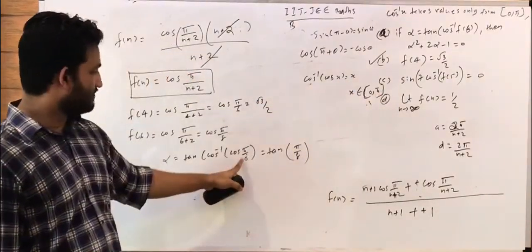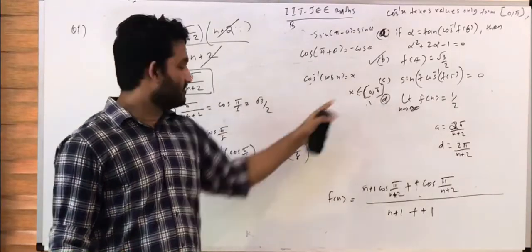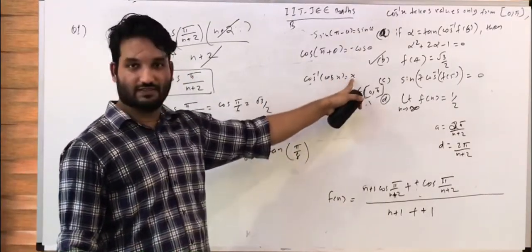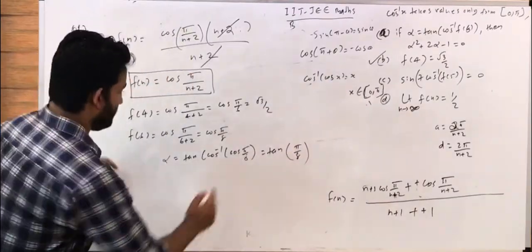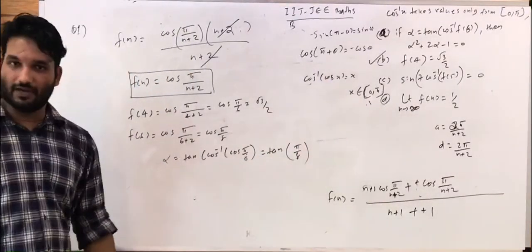Here this x belongs to this interval, so that's why I use x. Cos inverse of cos x is equal to x. Then we got alpha is equal to tan pi by 8.